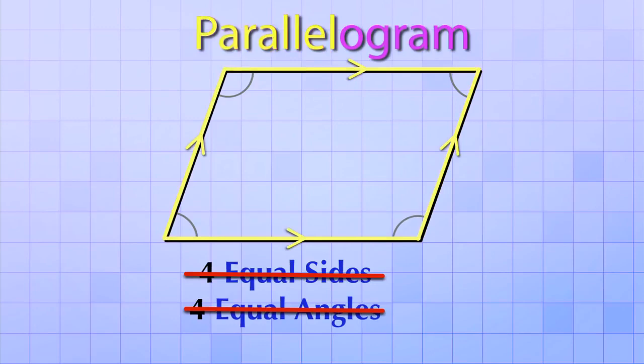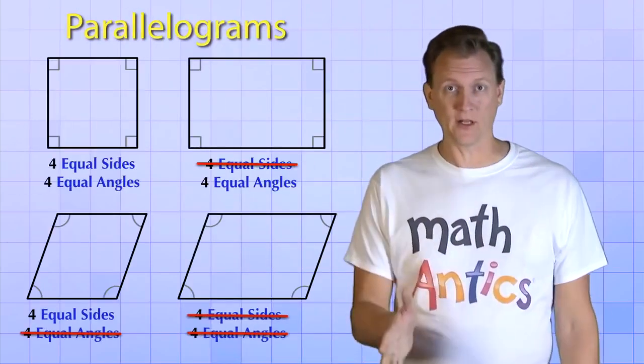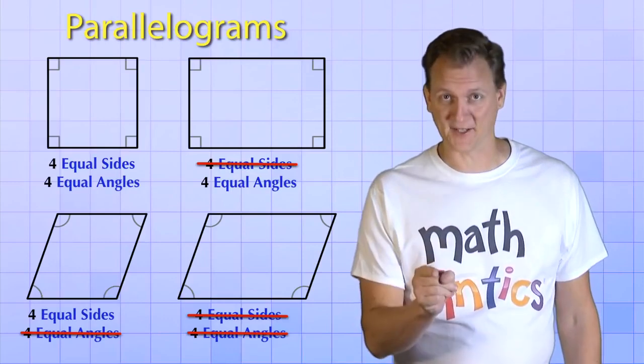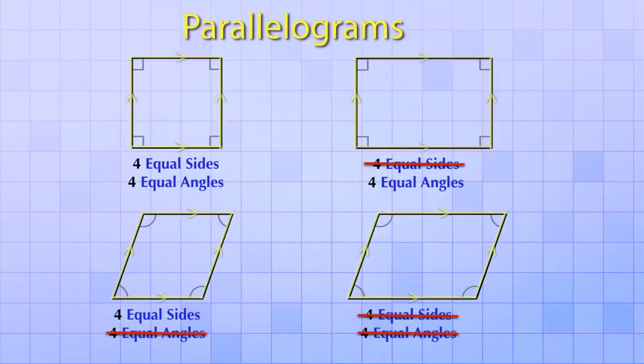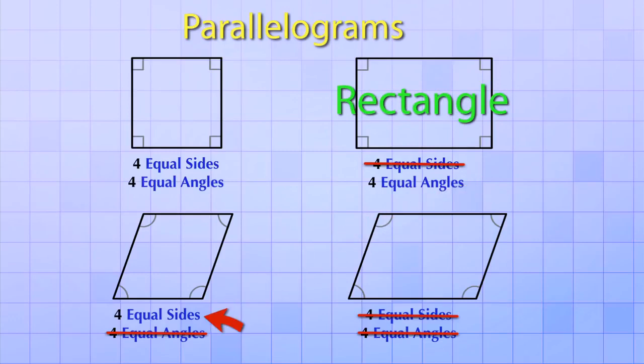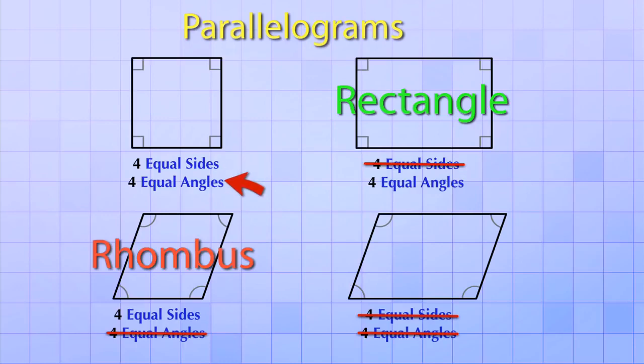Get it? Parallelogram. Now wait a second. If that's the definition of a parallelogram, a quadrilateral that's made from 2 pairs of parallel sides, then wouldn't all these other shapes be parallelograms too? Exactly. All of these shapes are parallelograms, just like they're all quadrilaterals. It's just that we have special names for them if their angles are all equal, a rectangle, or if their sides are all equal, a rhombus, or if both their sides and their angles are all equal, a square.